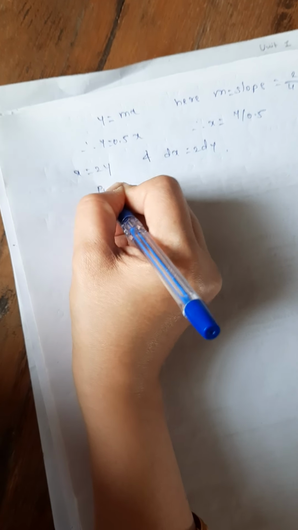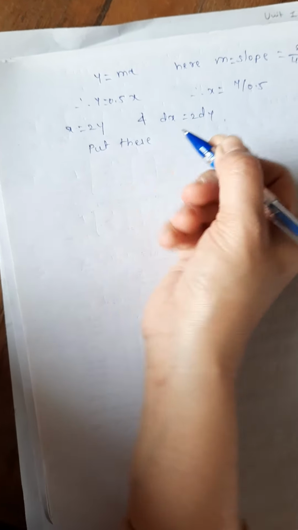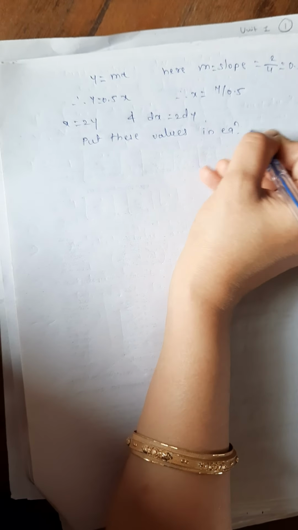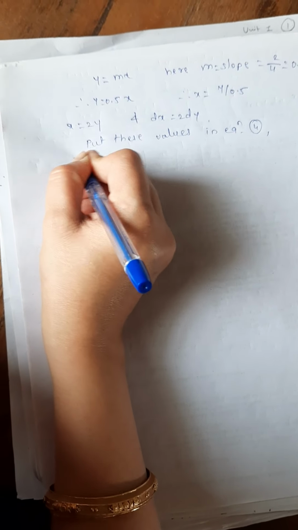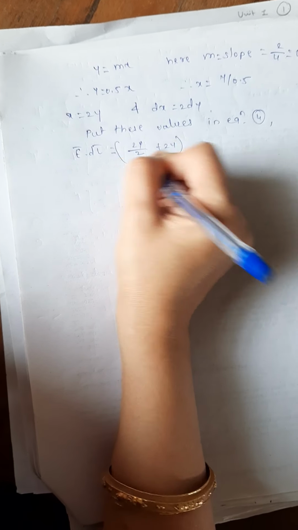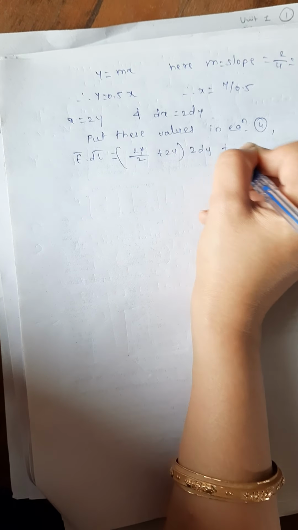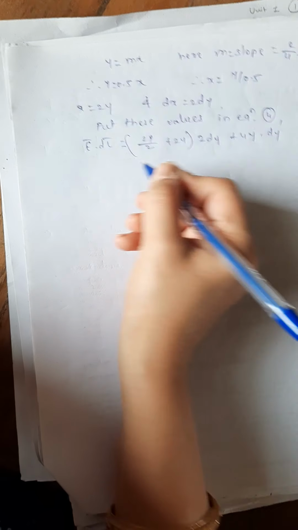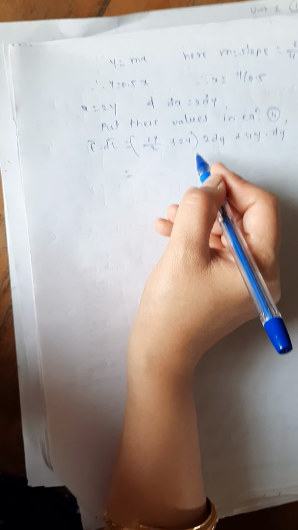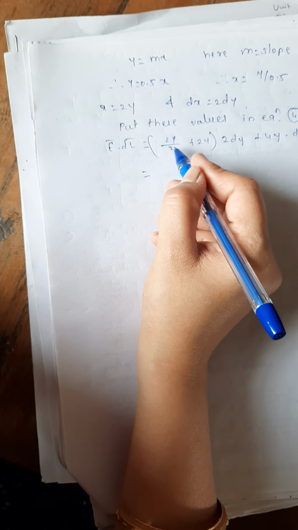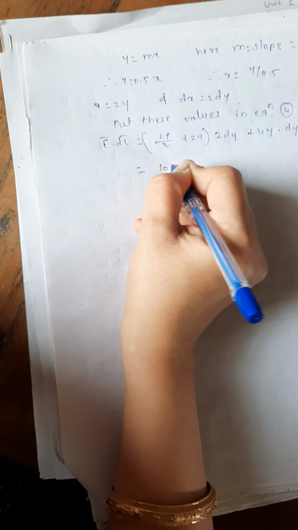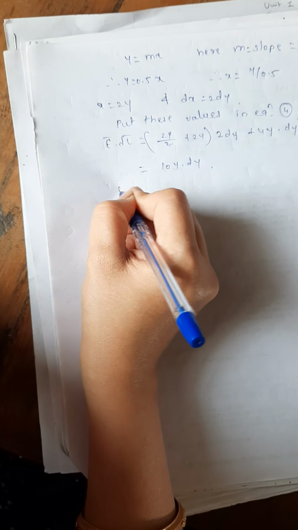So we put these values in equation 4. We get E bar dot dl bar is equal to (2y/2 + 2y) 2 dy plus 4y dy. We substitute these values in the above equation. So it becomes 3y into 2 dy, that is 6y dy, plus 4y dy, that is 10y dy. Now we have to find the work done.